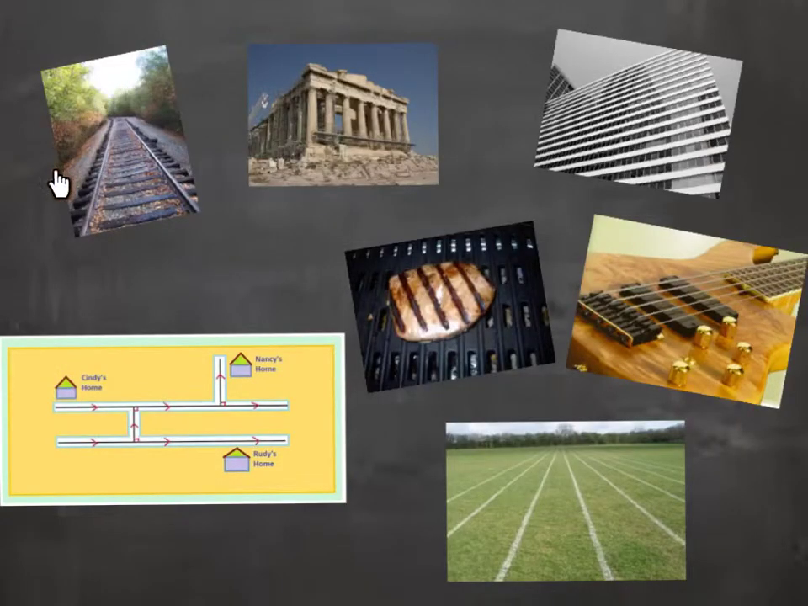Here you see we have parallel lines on railroad tracks. We see parallel lines on buildings, even on our food that we eat. There are parallel lines on instruments, and we use parallel lines for sport fields. You can also refer to parallel lines to give directions from building to building.